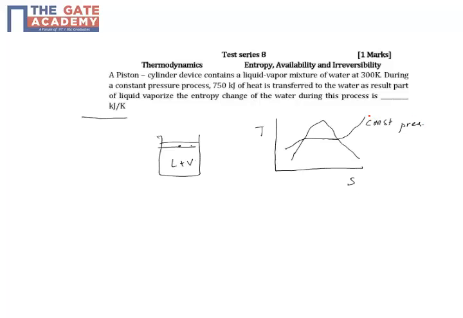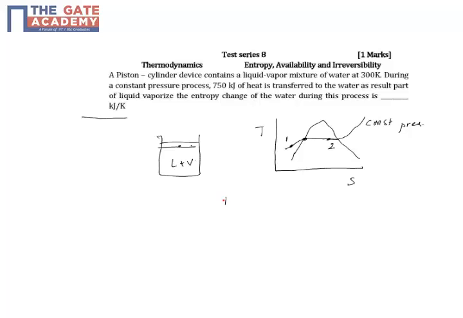Now 750 is transferred to the water as a result. You are here and some amount of heat is transferred so you get into here. Or you might be here and you end up getting it here. It's not even clear whether at the start it's a saturated liquid or not. As you supply heat, the temperature increases. You reach the saturation temperature for that pressure, because pressure is maintained constant, and then some water is vaporized. So 1 to 2.